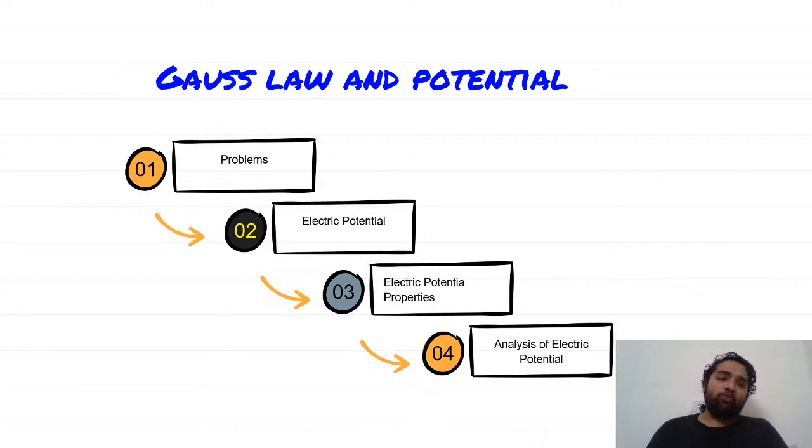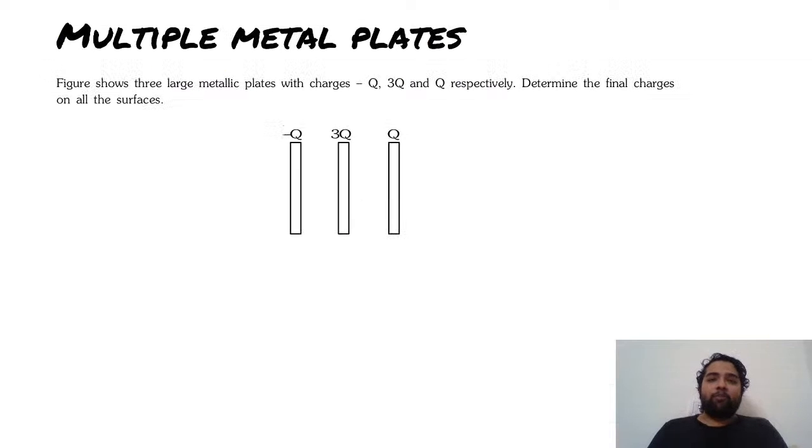Okay. So today we'll be discussing Gauss law and electric potential. We will continue the problems we did yesterday. We'll do a few problems about metal spheres and all, and then we'll discuss electric potential and electric potential properties along with some problems. Okay.